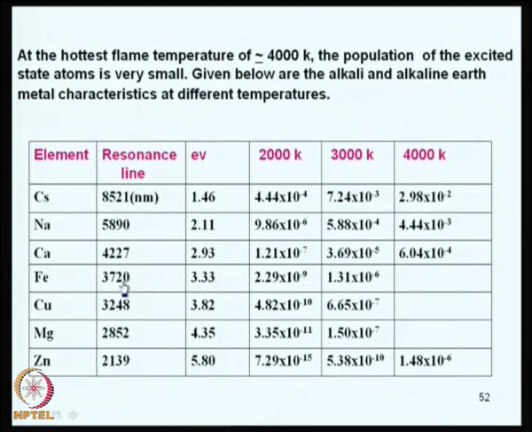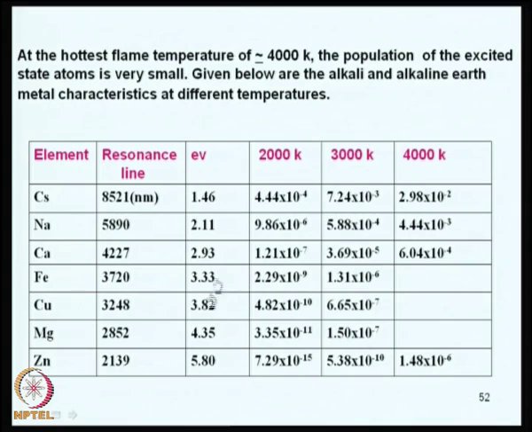Suppose you go to iron. In iron, the resonance line is at 372, and the number of atoms in the excited state at 2000 degrees Kelvin is only 2.29 out of 10 raised to 9 atoms. That is, out of 1 billion, you will find only 2 or 3 atoms in the excited state. At 3000, it is slightly better, which shows 1.31.